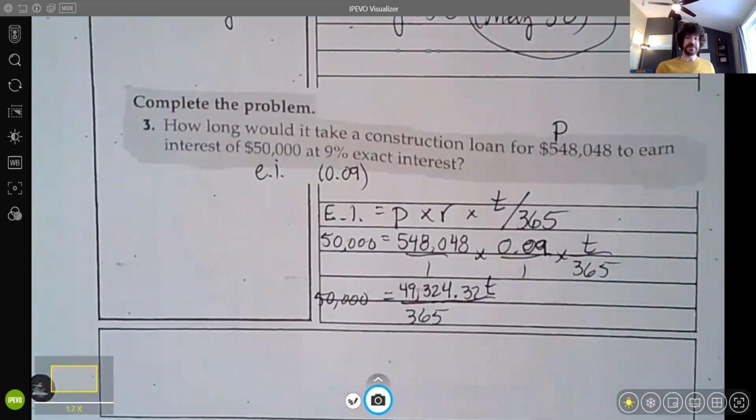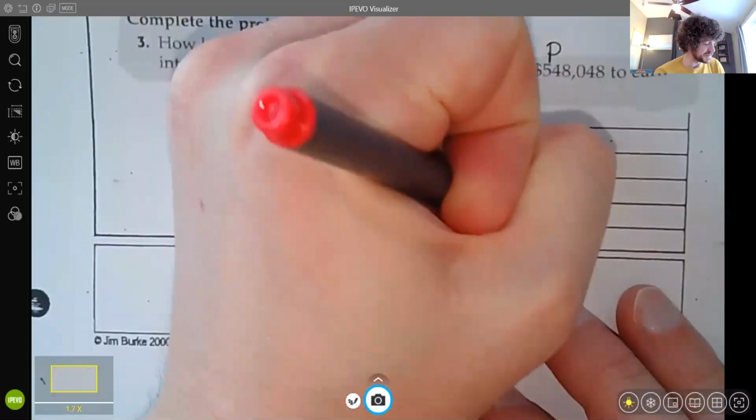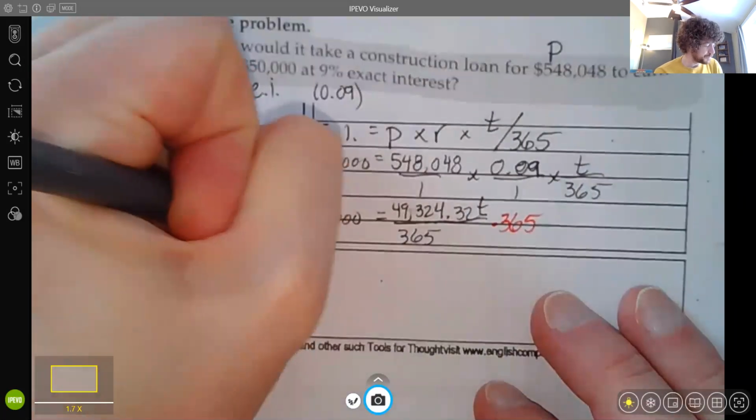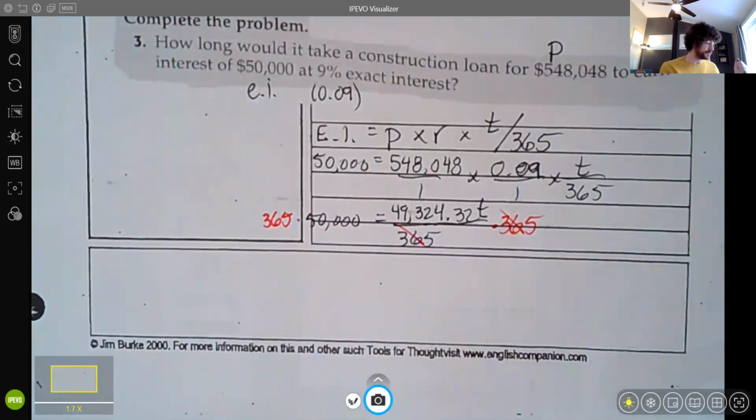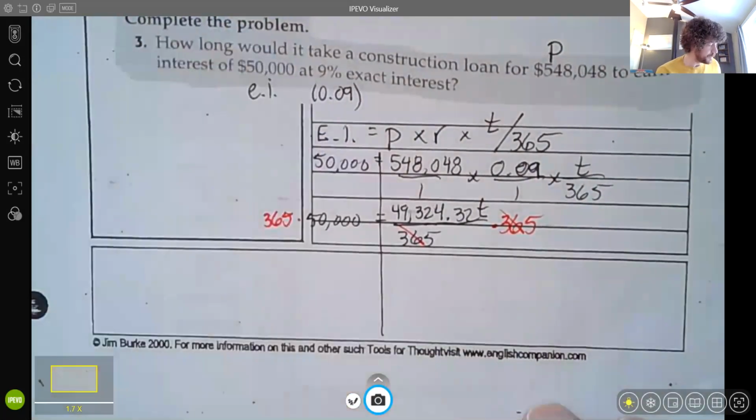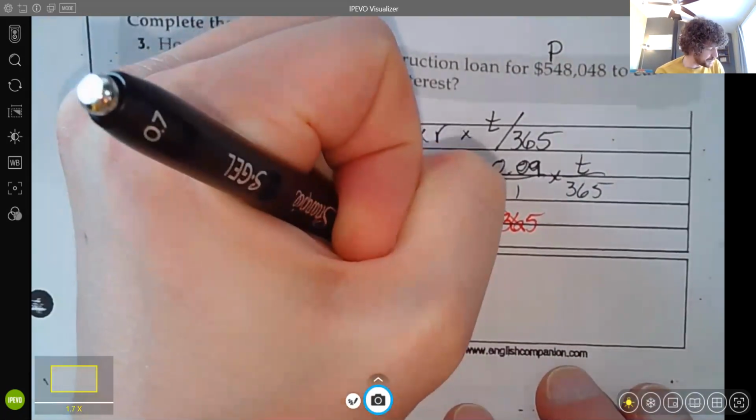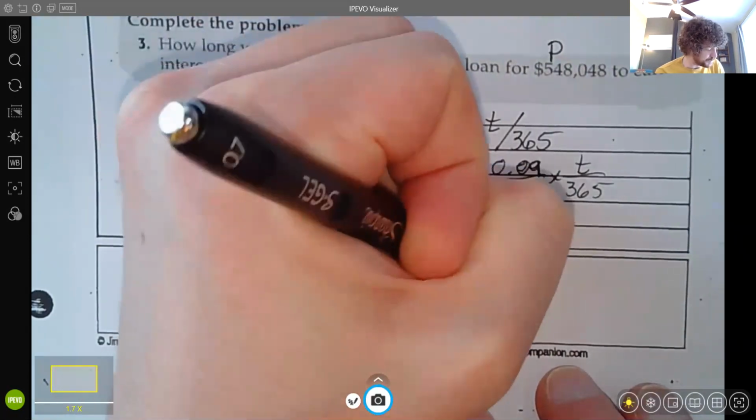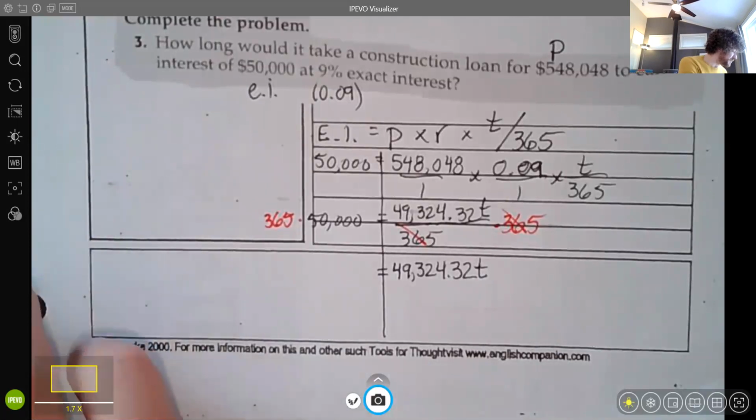And so these last two steps are identical to solving like we did back here, but instead of multiplying both sides by 360 first, we're going to multiply both sides by 365 because we're dealing with exact interest as opposed to ordinary interest. So bringing that down, on the right-hand side, we have the same number, 49,324.32 times T, time, number of days. And then over here is going to be a really big number, 365 times 50,000.